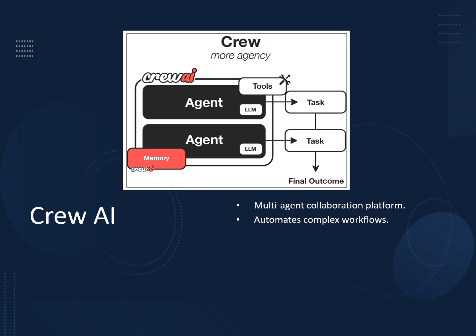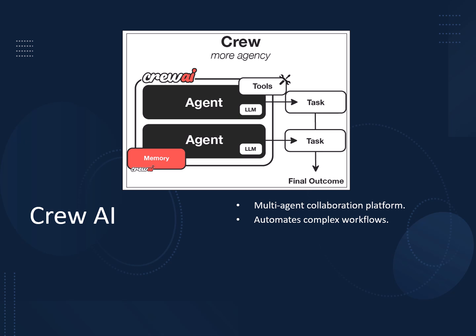So here, if you see, there are two agents inside the Crew AI system, and each AI agent is powered by an LLM like GPT-4. These agents are like team members, each with a role. The memory in the red box lets the agent remember past steps and share knowledge, and this helps them make smarter decisions and avoid repeating mistakes.